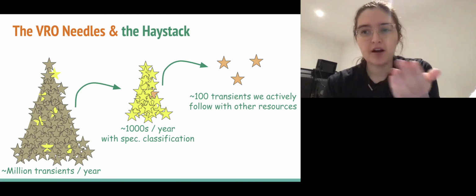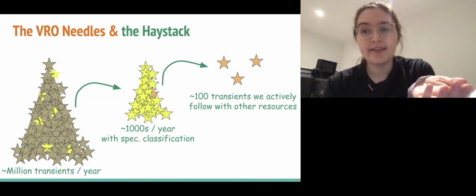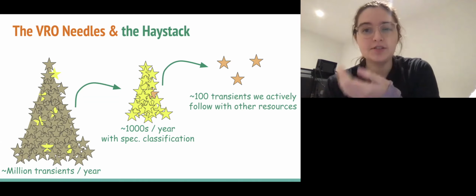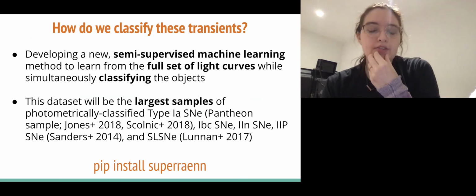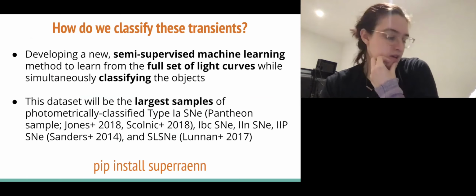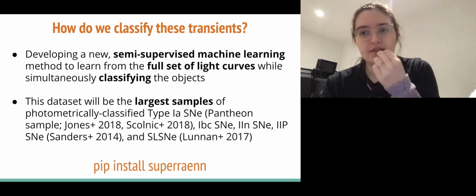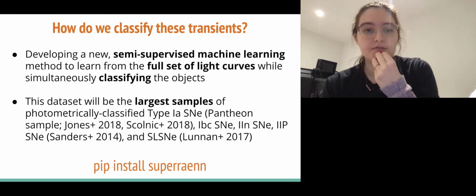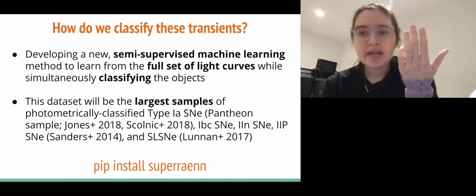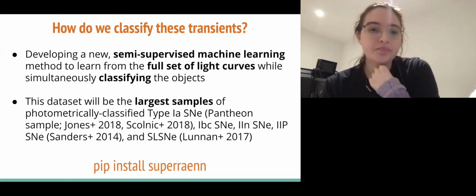So that's why I spend a lot of time thinking about how do I classify the haystack and how to identify the needles. So SuperRAENN is trying to solve the haystack problem. It does this, like I said, using a real data set that's been published now for everyone to use that is similar to LSST data properties.